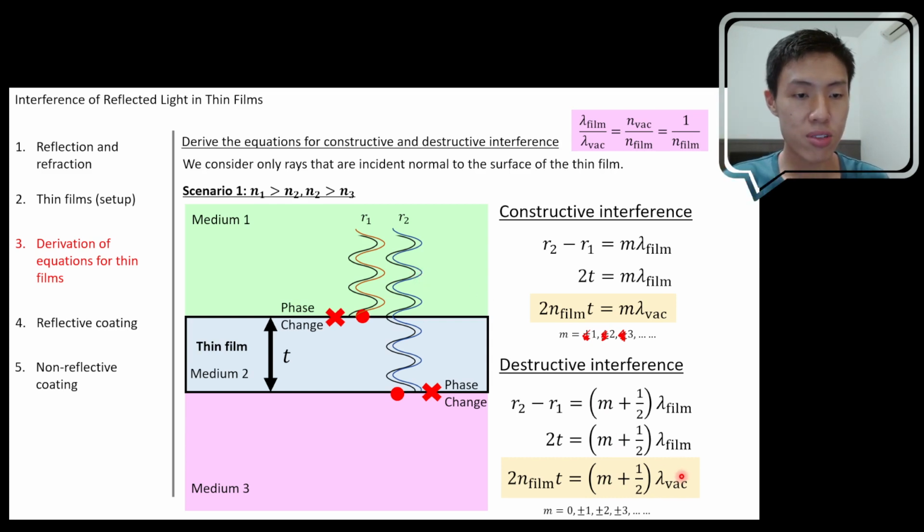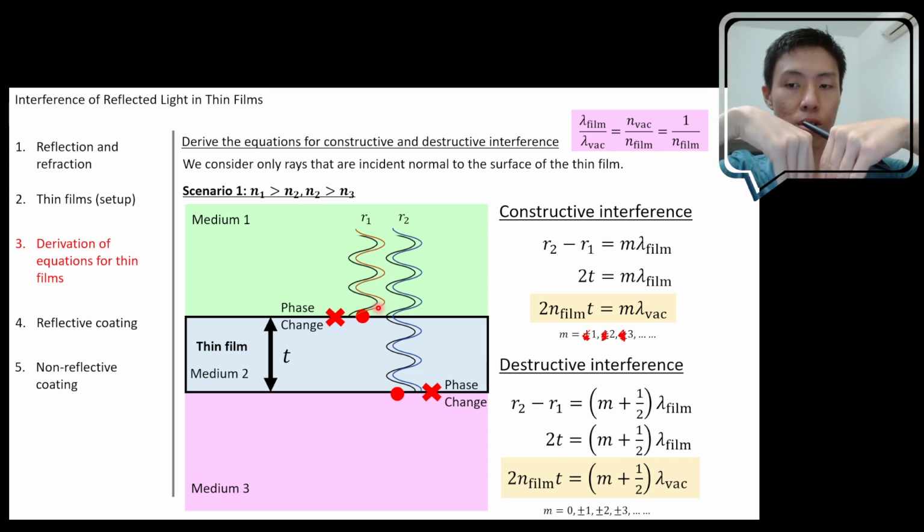But let's say you substitute blue light, and you find out that this value over here is actually 2.5. You calculate 2nt already, then you put in the blue wavelength, and you get 2.5. So if there's a 0.5, it means if you shine blue light on it, the blue light will cancel each other out for the reflected ray. So even though you shine blue light on it, you will see very minimal blue light get reflected out from the thin film.